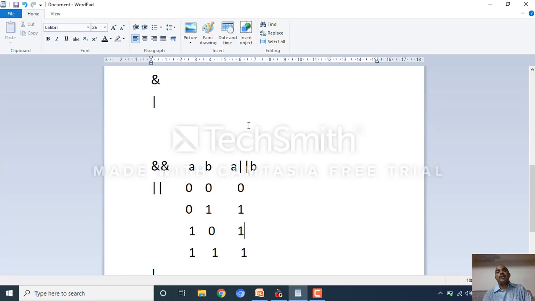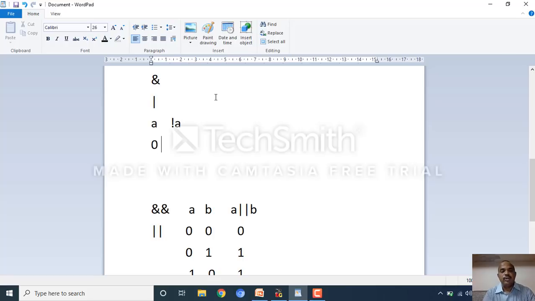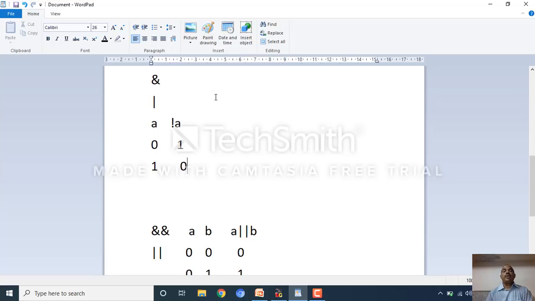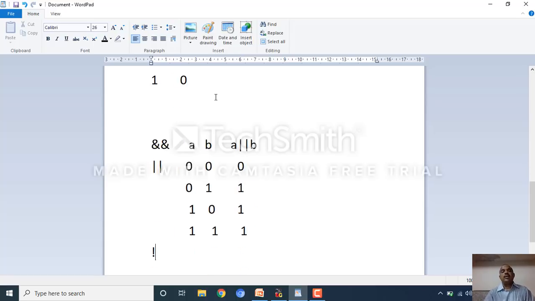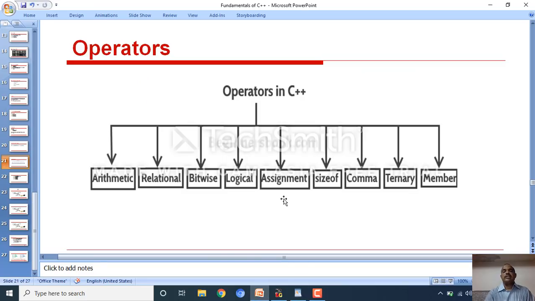Okay, clear. OR operator. And a NOT operator, where A equal to A, then not A. Then A equal to 0, then not A equal to 1. Then A equal to 1, here not A equal to 0. The input is true, output equal to false. The input is false, output is true. Negation. Clear all of you? Then these are the logical operators in C++.